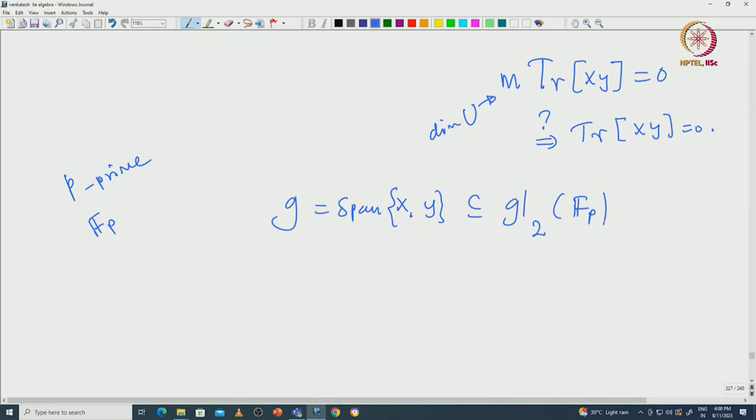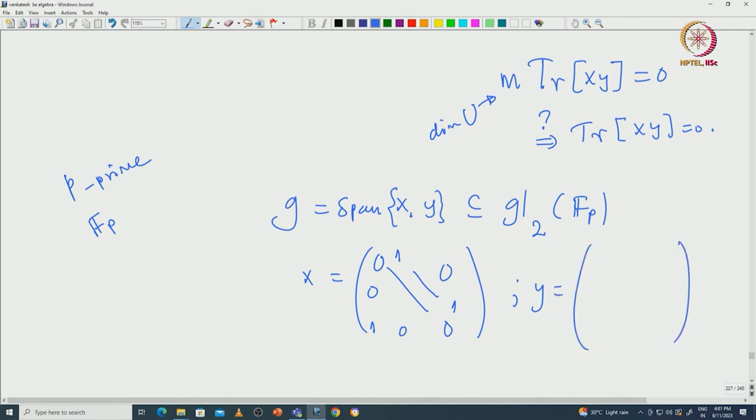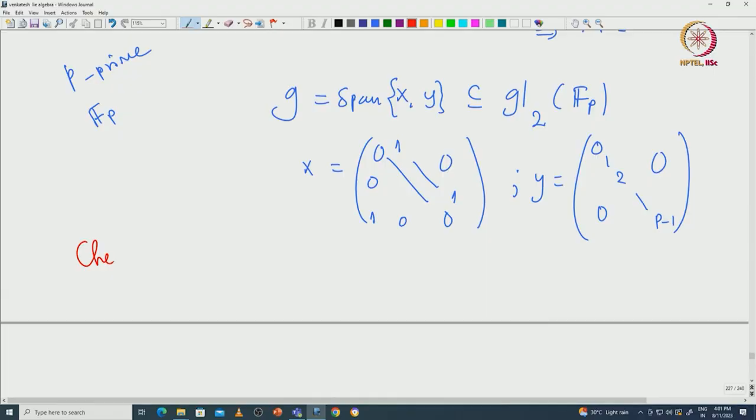So, I will tell you explicitly what x and y are. You take x to be this particular matrix where diagonal entries are 0 and the southeast corner is 1, and the first off-diagonal entries are 1 and all other entries are 0. And y you take to be the diagonal matrix where diagonal entries are 0, 1, 2, etcetera, p minus 1. It is not hard to check, I will leave it as an exercise, that the bracket [x, y] is indeed x.